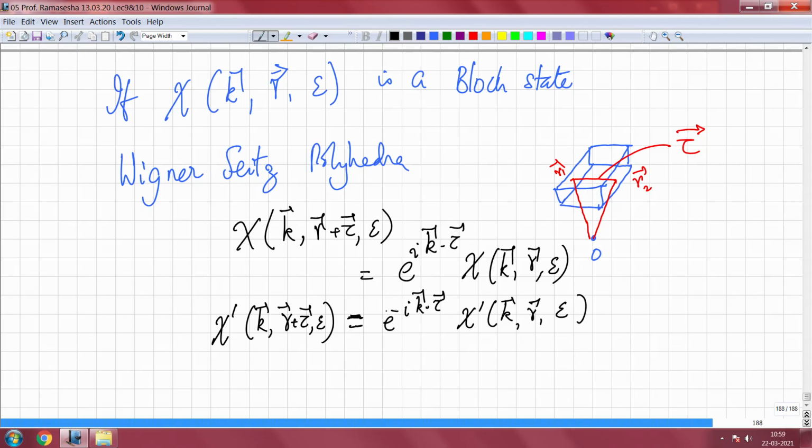And the minus sign is not there, the minus sign is here. I will tell you why we get the minus sign there.